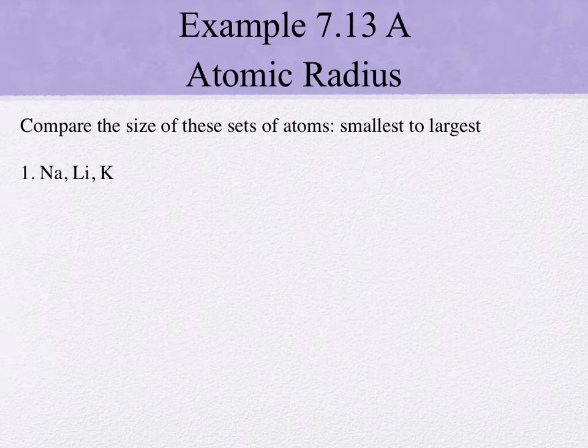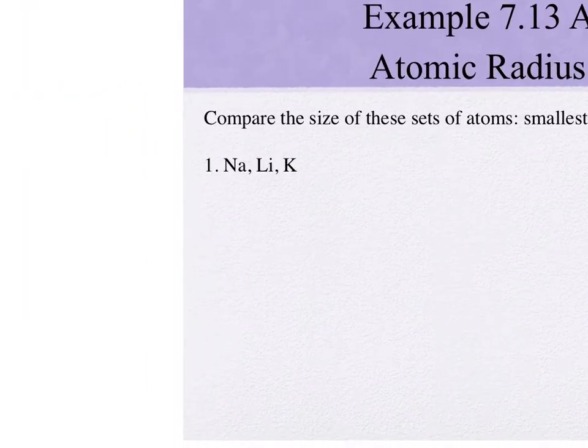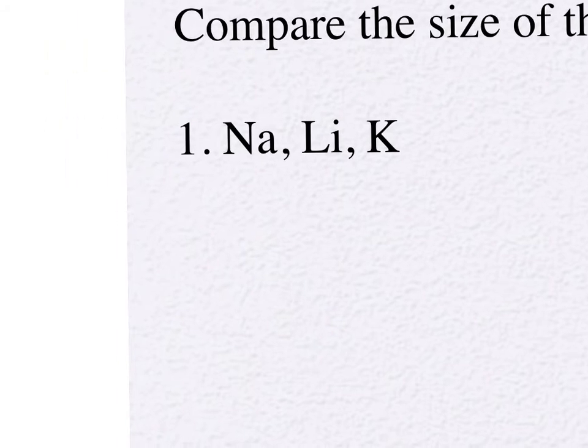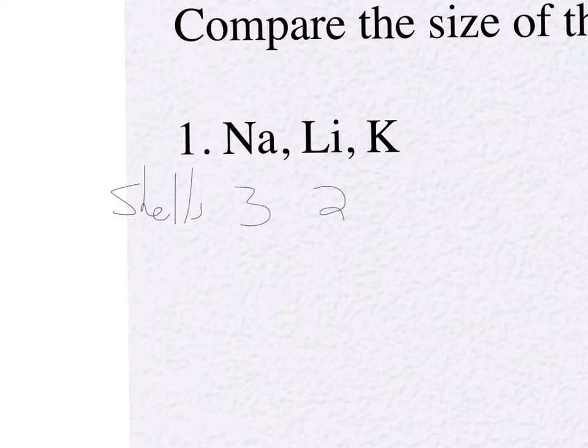So compare the size of these atoms, smallest to largest. Sodium, lithium, and potassium. Okay, so how many shells does each one of these atoms have? Well, sodium has 3 shells. Lithium has 2, and potassium has 4. And we know that because of the valence shell. Sodium's electrons are 3s1, lithium's are 2s1, and potassium's are 4s1. So the smallest one, lithium, sodium, potassium.